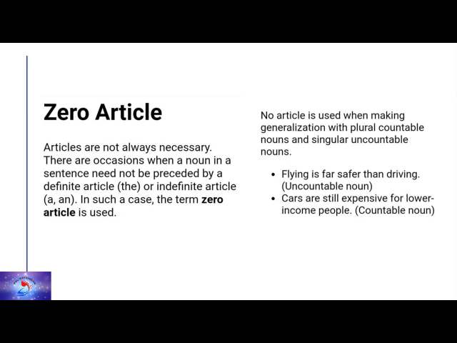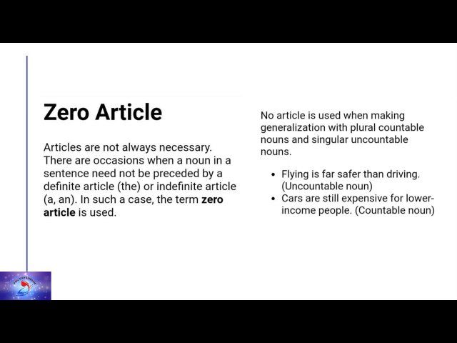So no article is used when making a generalization with plural countable nouns and singular uncountable nouns. So for example, flying is far safer than driving. So this is an uncountable noun where we have avoided articles. Cars are still expensive for lower income people.